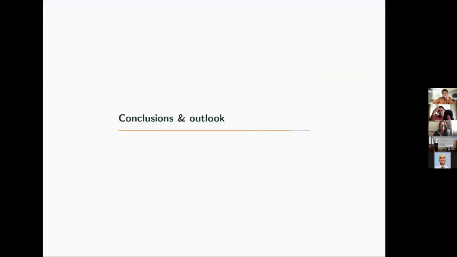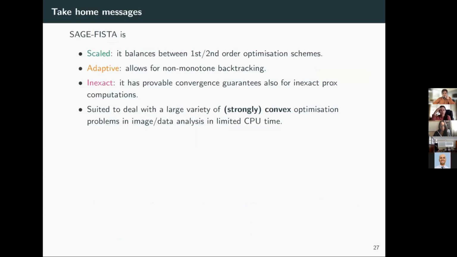Okay, so just to conclude, this algorithm encodes several features, so it's a little bit involved even to explain. It's very complicated, but let's say it's a unified version of a FISTA-type algorithm, including scaling, adaptive backtracking, and explicit computation of inexact proximal points in case of convex and strongly convex optimization.